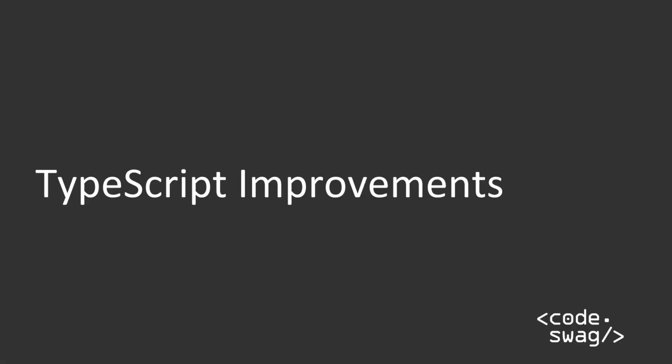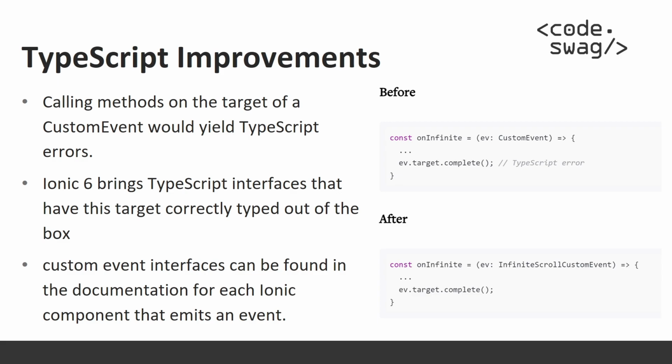Finally, let's take a look at the TypeScript language improvements introduced in Ionic 6. In Ionic 5, calling methods on the target of a custom event would yield TypeScript errors unless developers typecast the target. This was common when calling the event.target.complete method on an IonInfiniteScroll component. Ionic 6 has TypeScript interfaces that have this target correctly typed out of the box. These custom event interfaces can be found in the documentation for each Ionic component that emits an event. So, for example, the interface for IonInfiniteScroll can be found in the InfiniteScroll documentation.